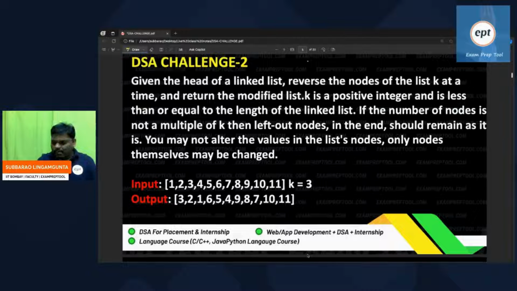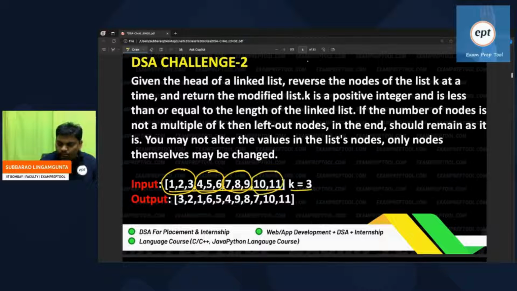So I think I explained the problem also. Now I am going to give the answer, right? What the problem is saying is, one linked list is given, and one k value is also given, k equals 3. So what you have to do is, reverse every three nodes. If three nodes are not there, if only two nodes or one node is there, keep it as it is.